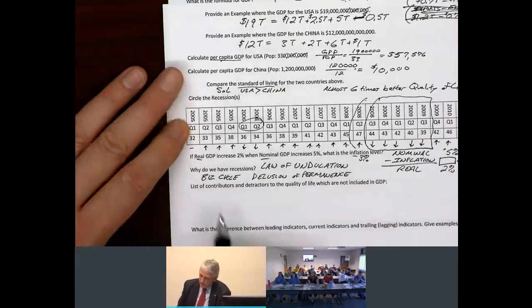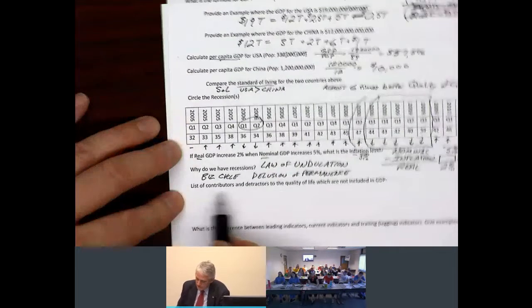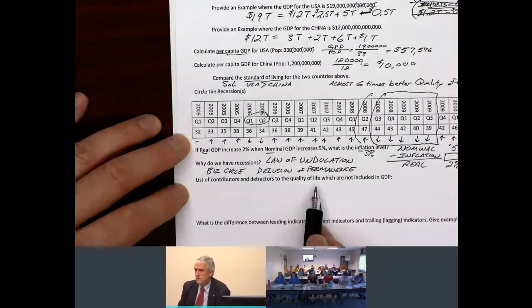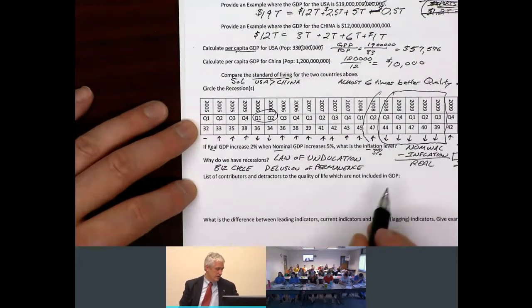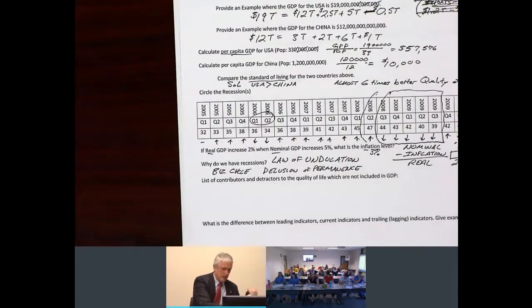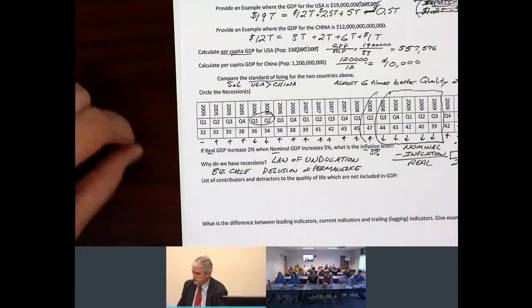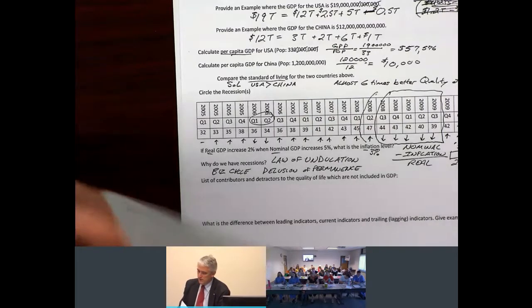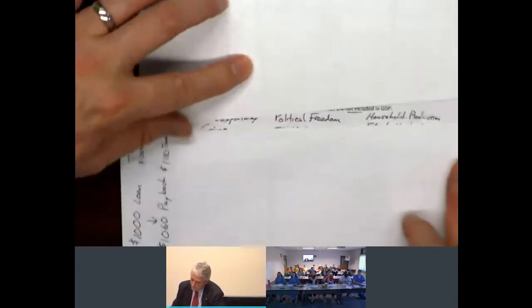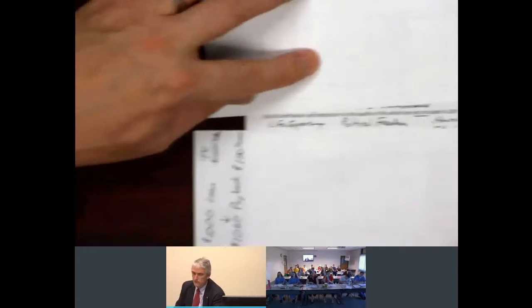Okay. List of contributors and detractors to the quality of life which are not included in GDP. We have a pretty extensive list here. In the interest of time, I wanted to give you the chance to calculate some of those things, but I just wanted to get us up to a certain point in the next 8 minutes. So let me lay down a few of these things. Okay, so where are we?